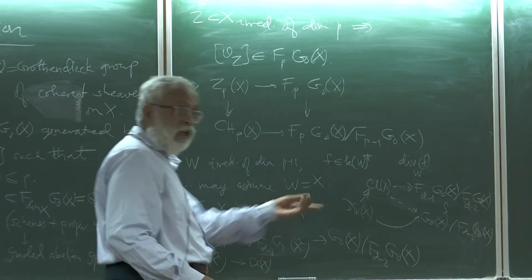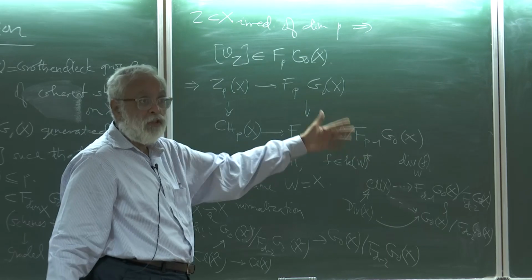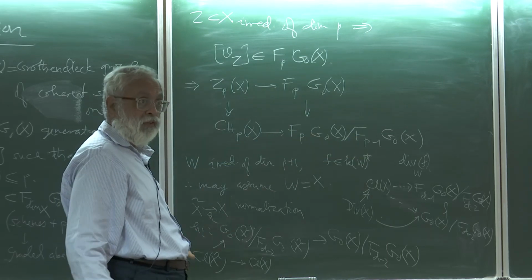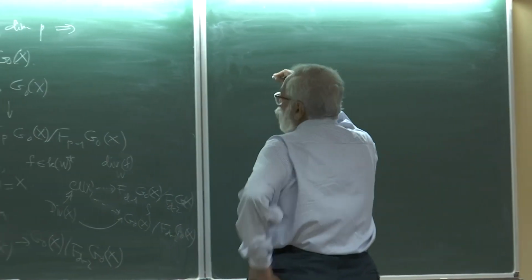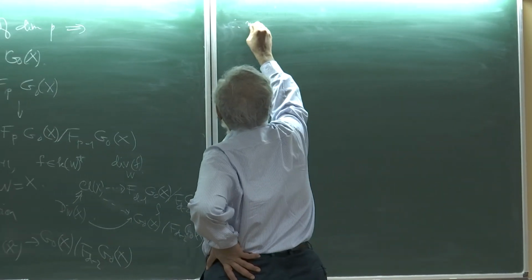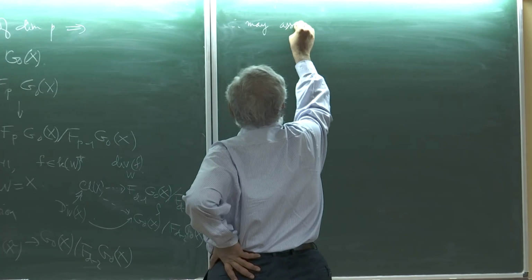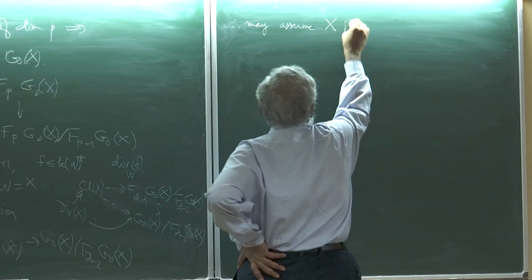But in case the rational equivalence, the element which I wanted to show goes to 0, the specific one, that certainly comes from this side. So if I check there it's 0, I'm done. So now, therefore, I may assume x is normal.